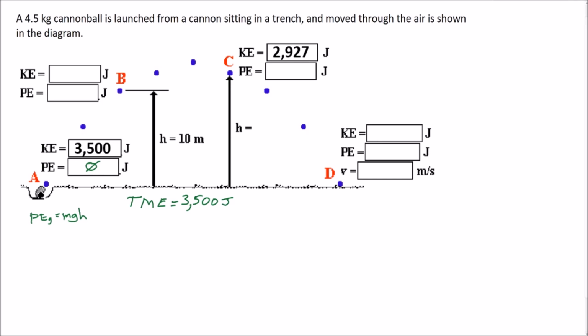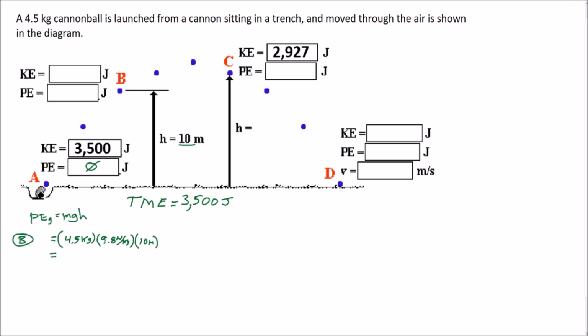So we finished with A. Looking at point B, we could probably figure this out because we're given the height here is 10 meters. We know the mass of the cannonball is 4.5 kilograms. And if we just use this equation here, that should help us figure out the potential energy. So at B, the mass is 4.5 kilograms, gravity is 9.8, we'll call it newtons per kilogram, and the height is 10 meters.